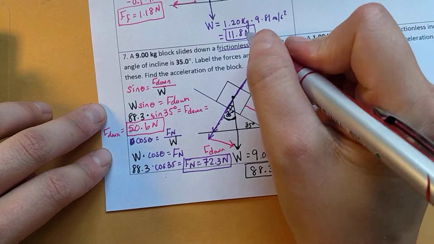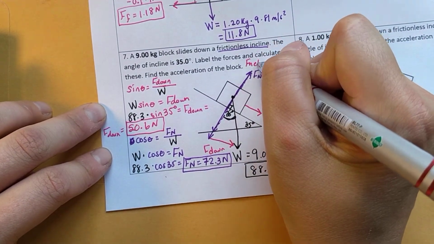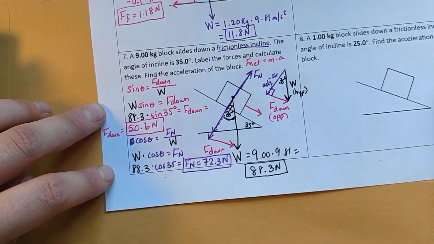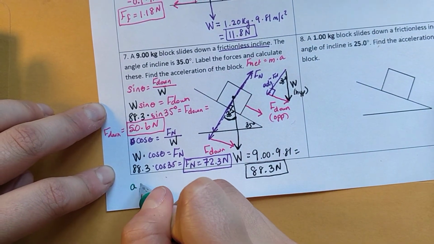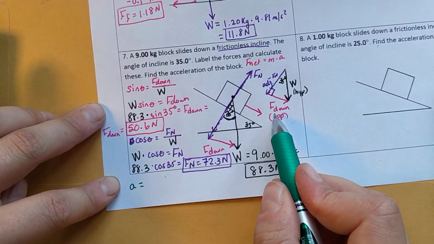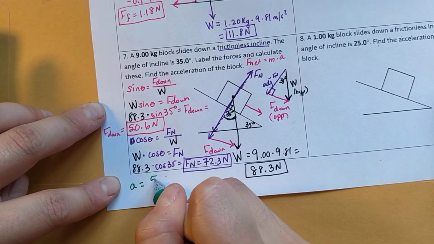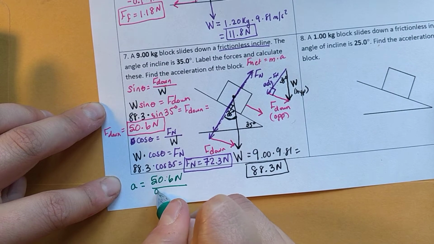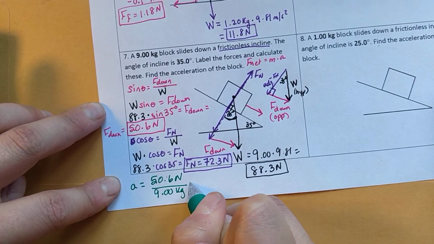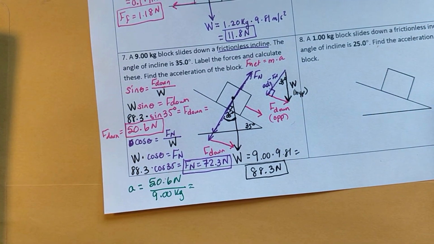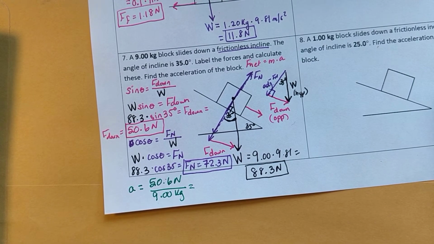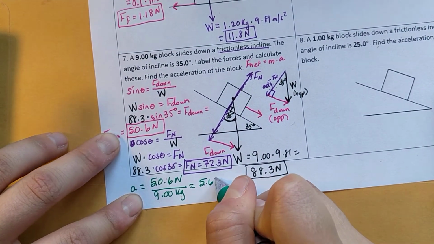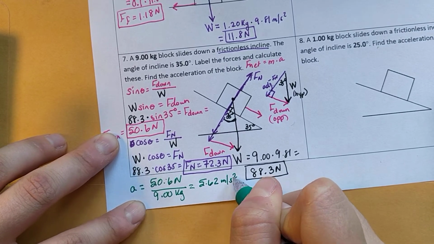And we know Newton's second law, F net equals m times a. So to get the acceleration of the object, I'll use a different color. Acceleration for this object is the net force, which is our force down, 50.6 newtons, divided by the object's mass, 9.00 kilograms. So I do this 50.6 divided by 9, and I get an acceleration of 5.62 meters per second squared.